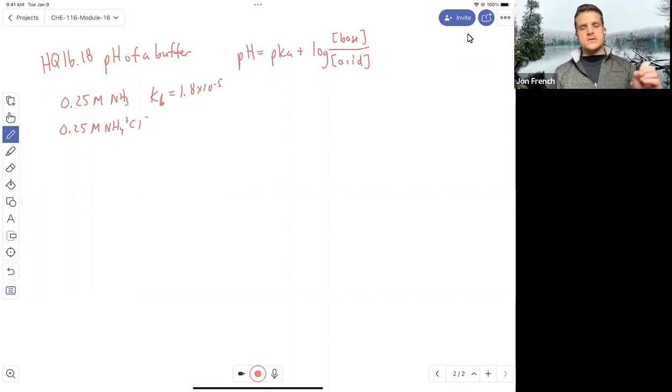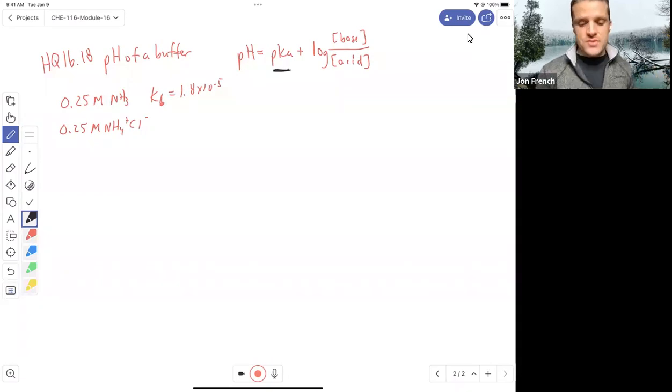There's two ways we can solve this, because if you'll notice, we can't just plug Kb into my Henderson-Hasselbalch equation as written, because as written, pH equals pKa plus the log of base over acid. There is another version of this that's pOH equals pKb plus the log of the acid over the base. We could go that route. I think that's going to be a little bit more confusing.